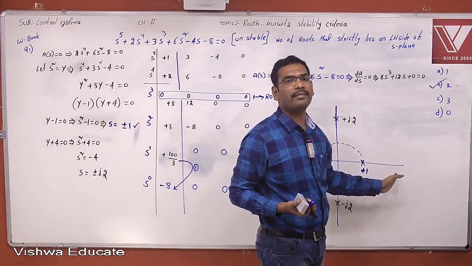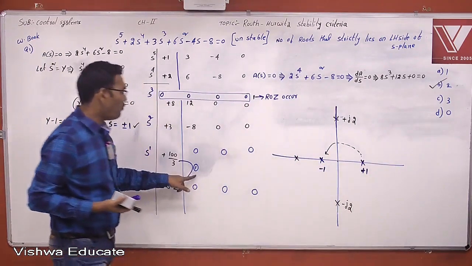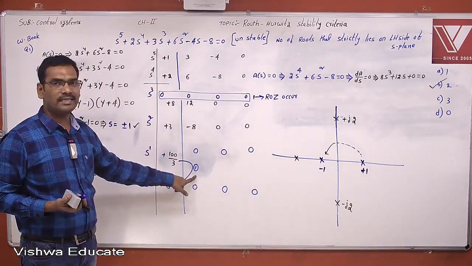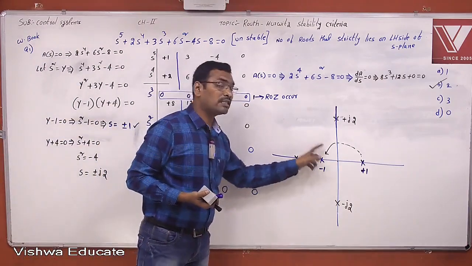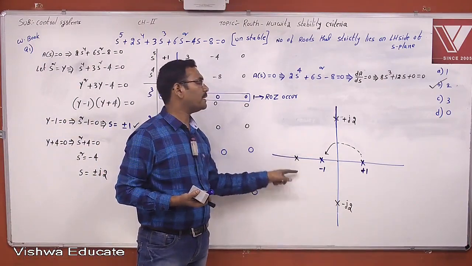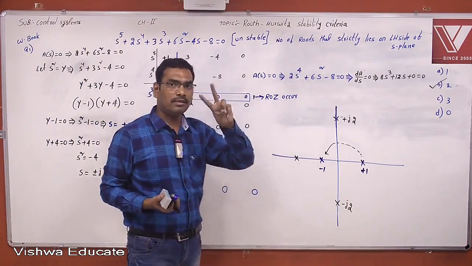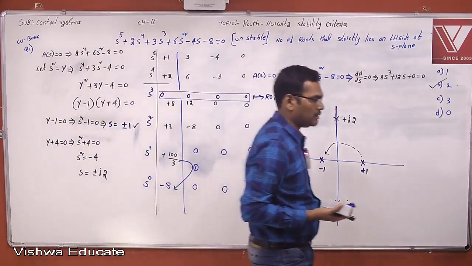No, it should never be on the right hand side because there is only one sign change. Therefore, it should be on the left hand side. The total number of strictly poles on the left hand side is 2. This is a 2 marks question which was given in a previous GATE examination. Note it down.